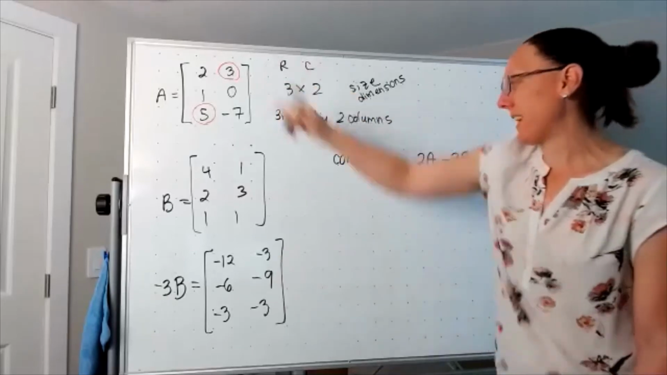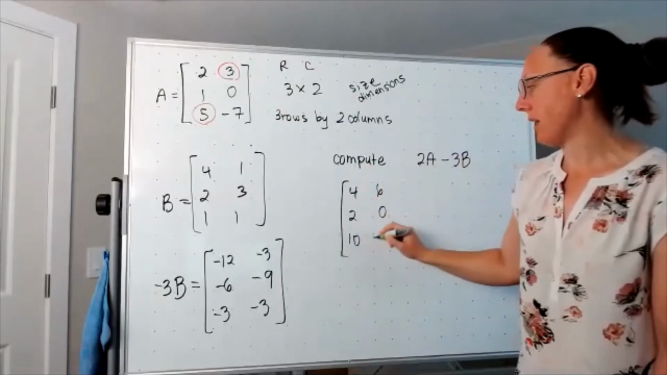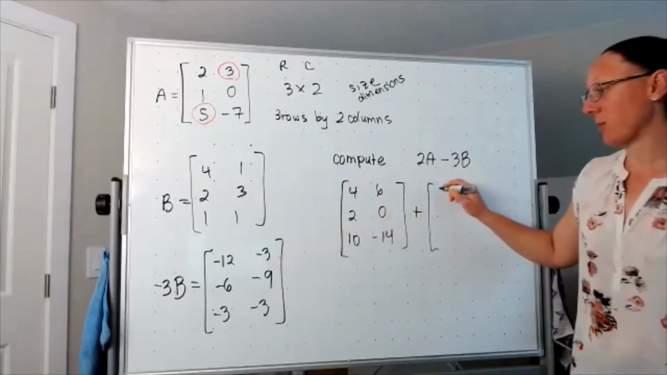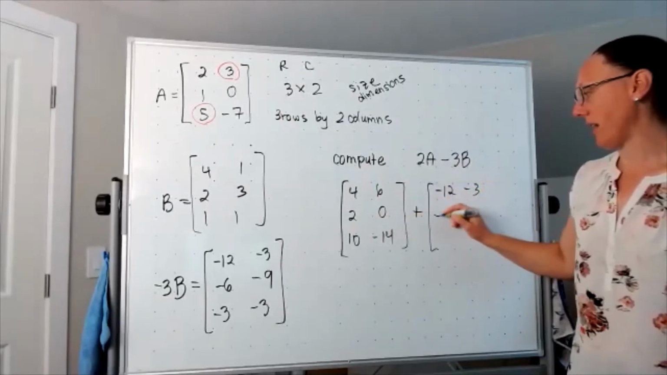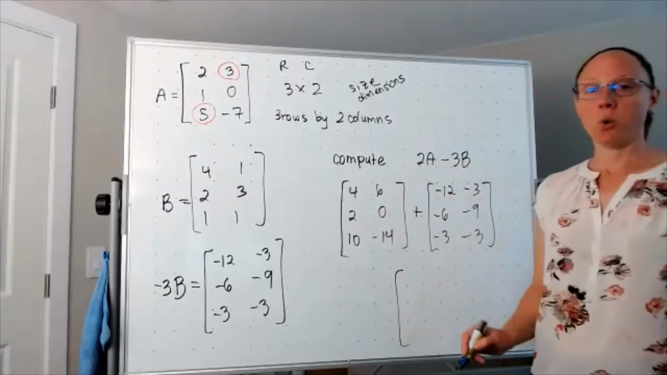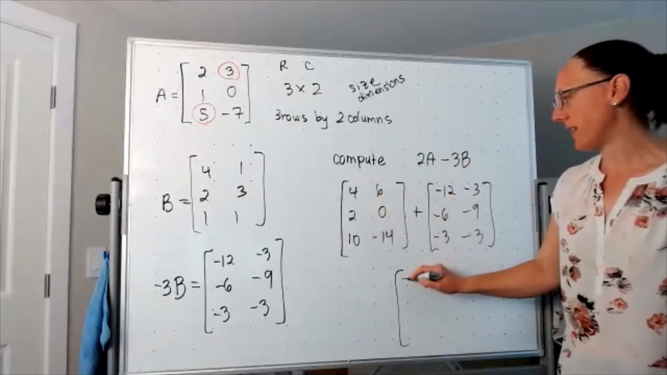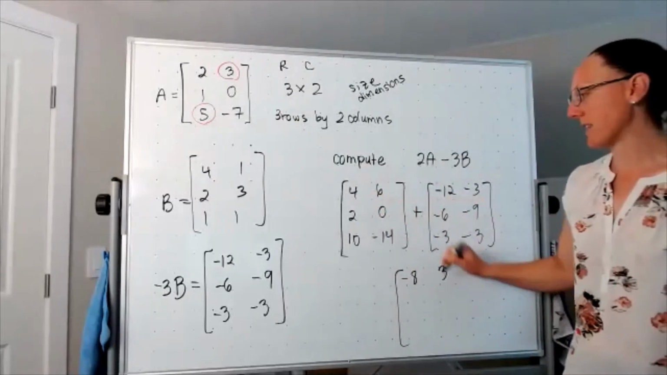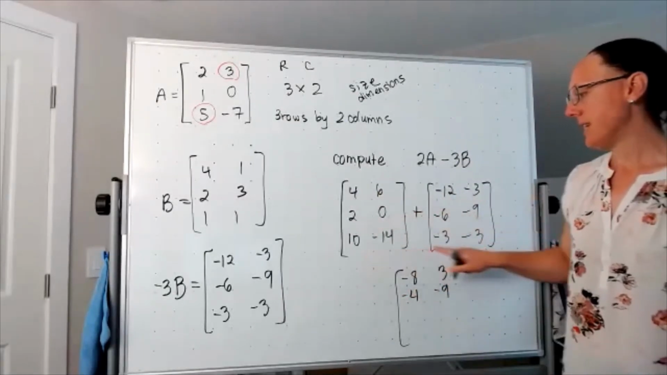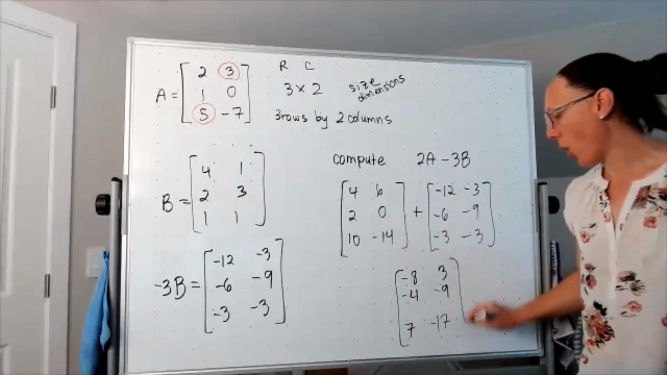So I would take twice that matrix A, 4, 6, 2, 0, 10, -14, and add that to our -3b matrix that we just found, -12, -3, -6, -9, -3, -3, and get, testing my arithmetic, keep me honest, 4 plus -12, that's -8, 6 plus -3 is 3, 2 plus -6 is -4, 0 plus -9 is -9, 10 plus -3 is 7, -14 plus -3 is -17.